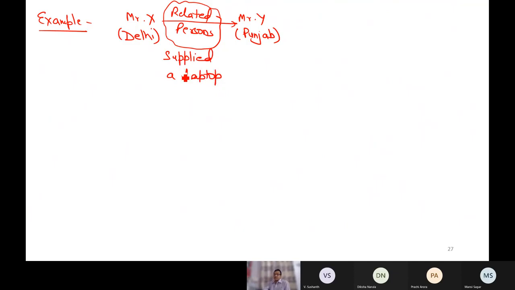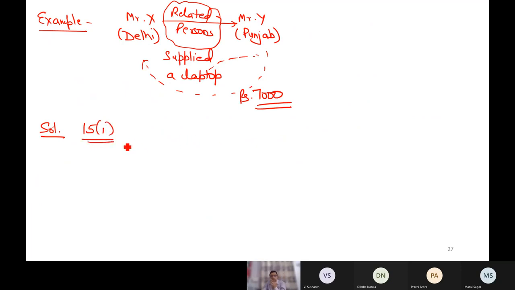Mr. Y in Punjab. These are related persons, and the laptop is supplied. Y has given 7,000. So the actual price paid is available, but it is not the authentic price. So I cannot apply section 15 subsection 1 here. I cannot apply 15(1) because this actual price is of no use if buyer and seller are related. So 15(1) cannot be applied.